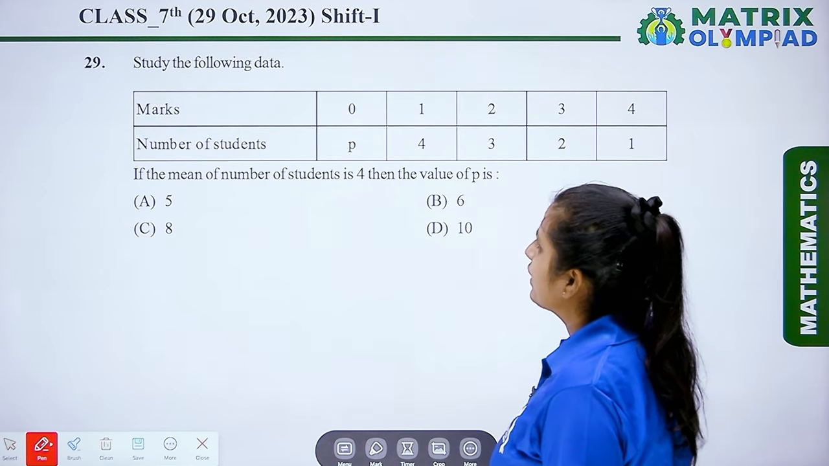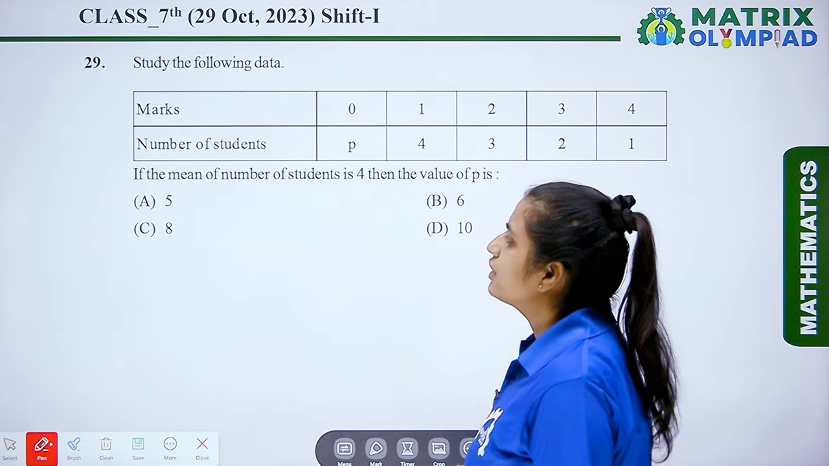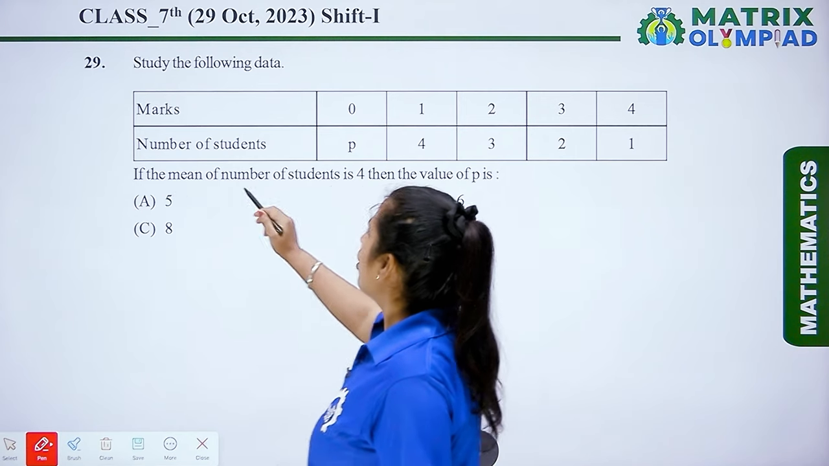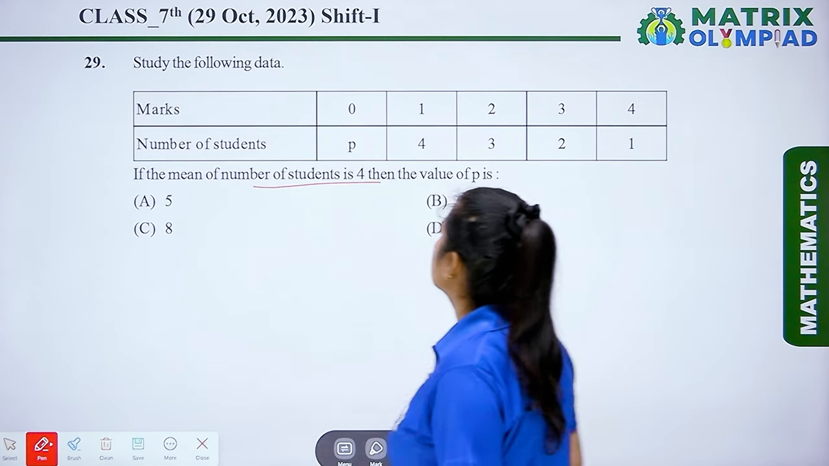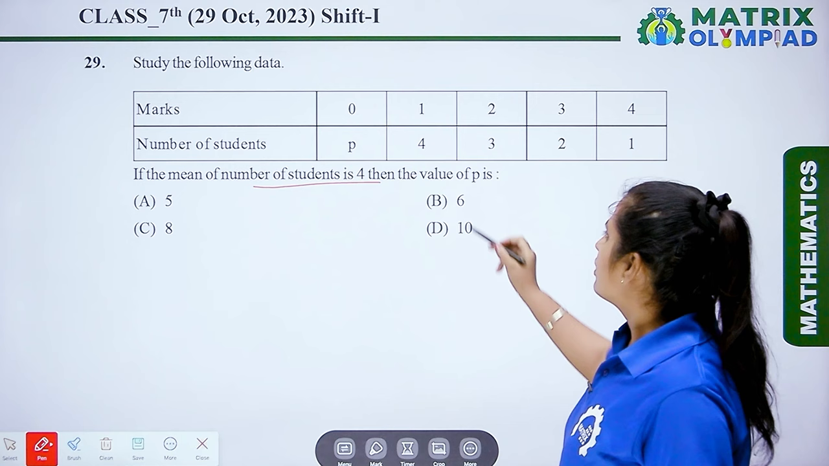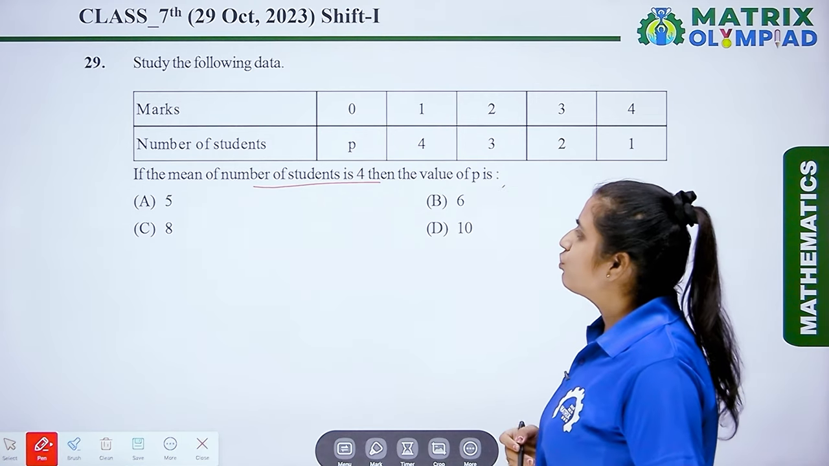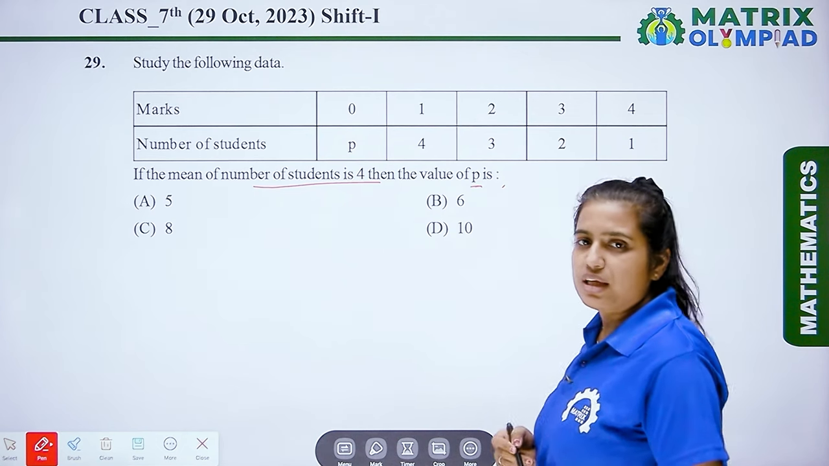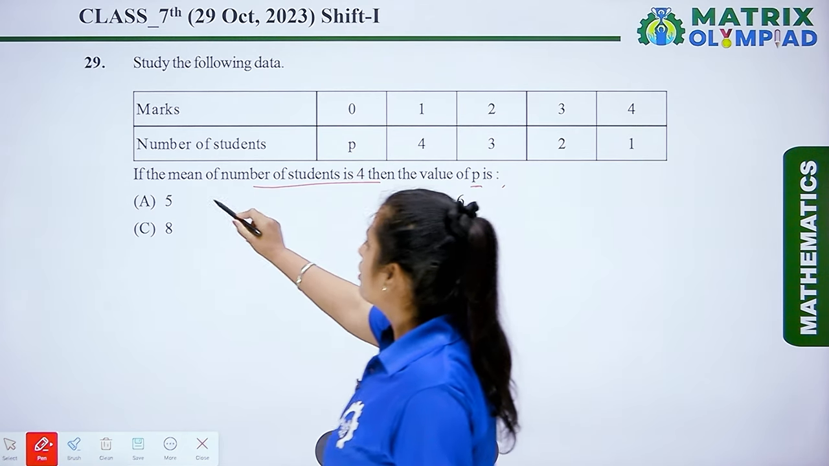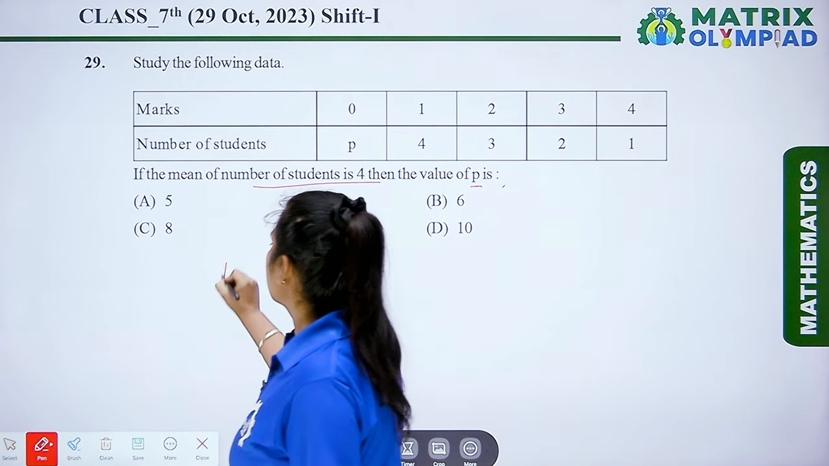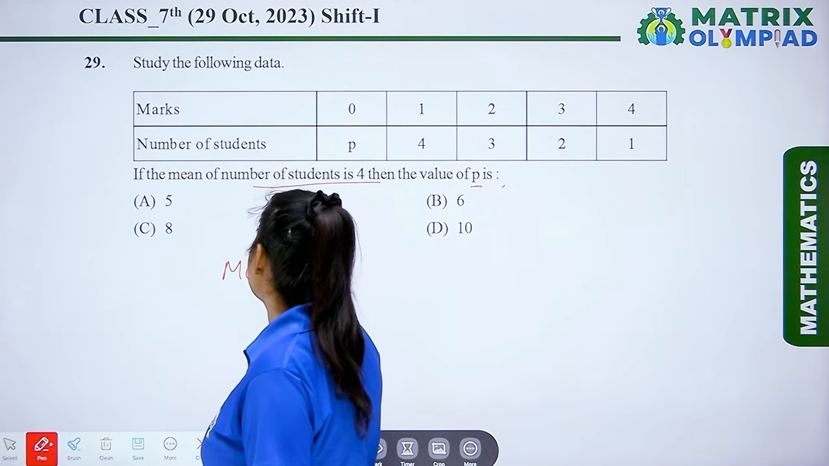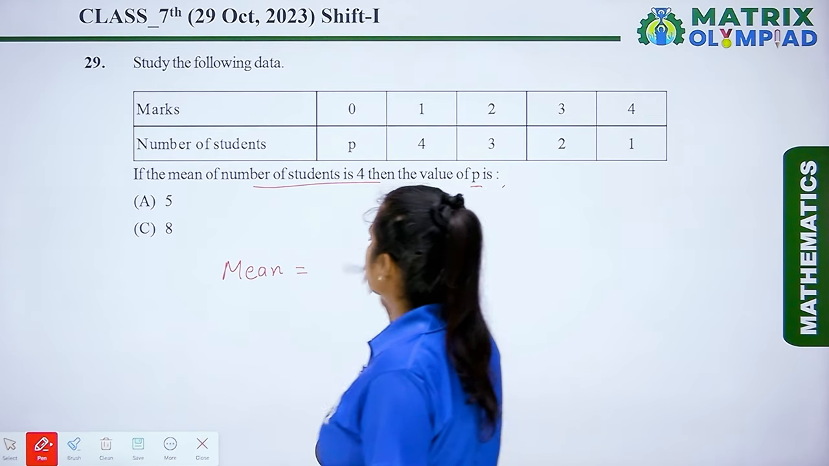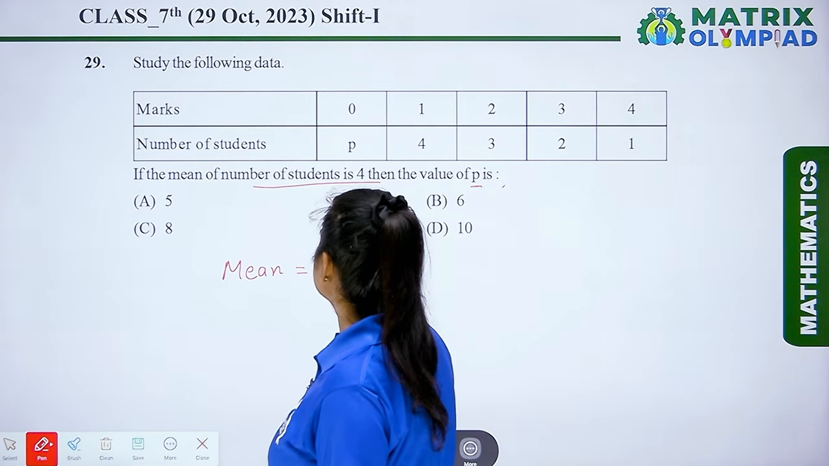Study the following data. Here, data is given to us and here it is written that if the mean of number of students is 4, then the value of P is. We have to find out the value of P. Now, here, mean is given to us and we know the formula. Mean is equal to sum of all observations upon total number of observations. So, here let's put the values.